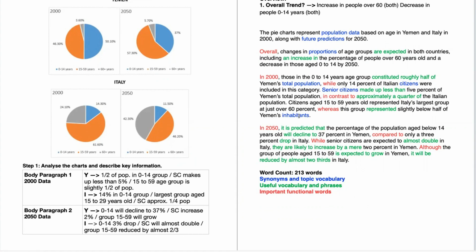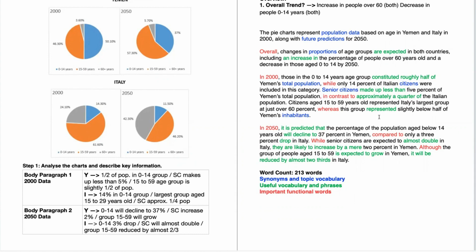These are specific to the topic at hand. If you are studying the topics of IELTS, this should be second nature. Always make sure you are studying your synonyms. Now for useful vocabulary and phrases, this is for writing task 1 in general.